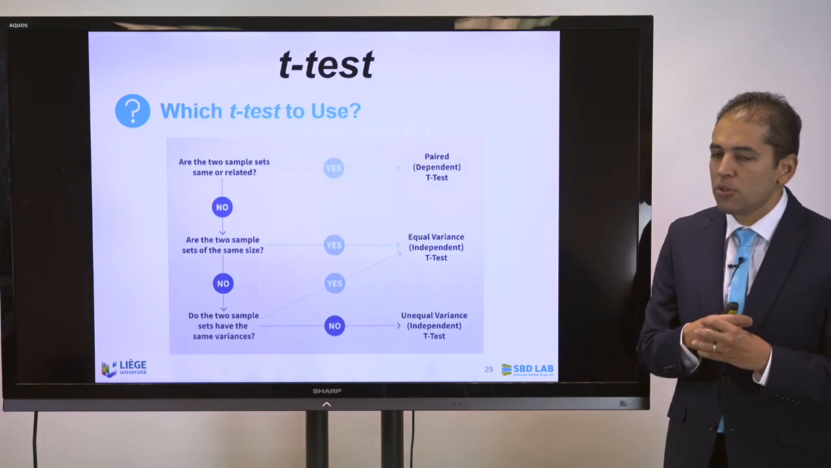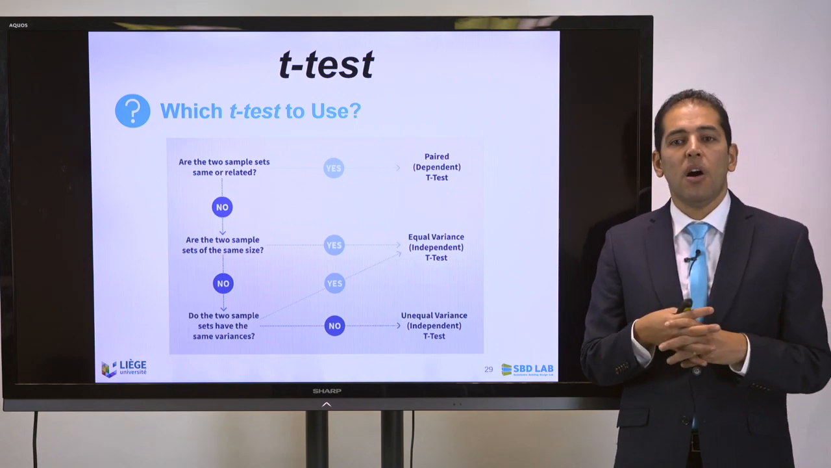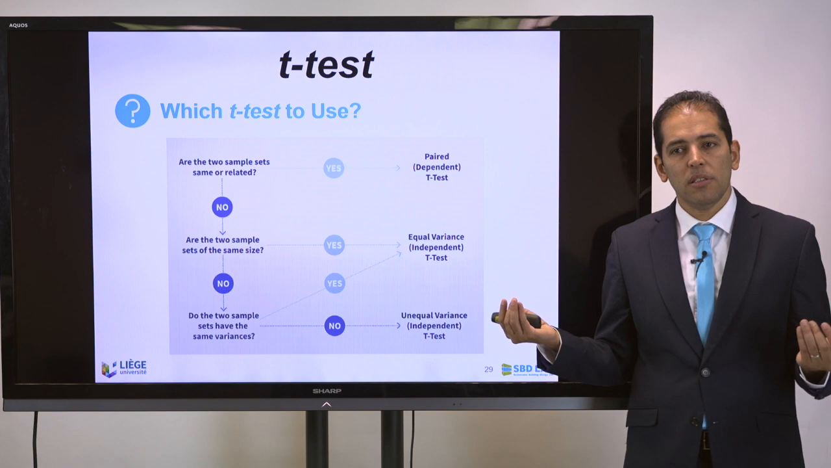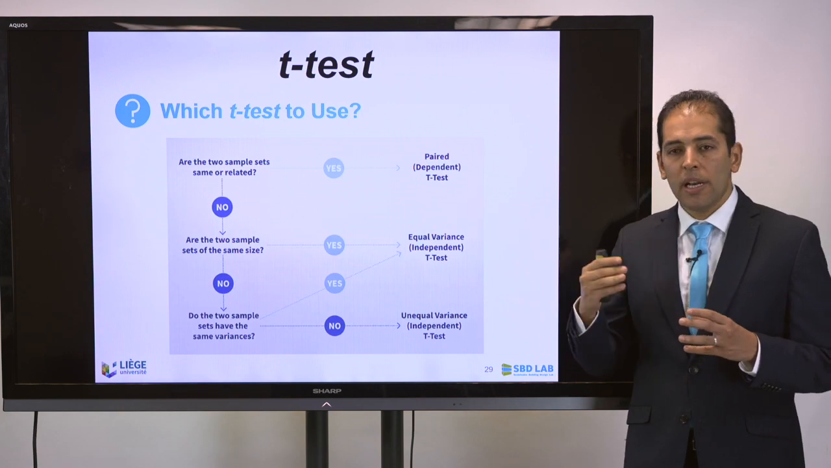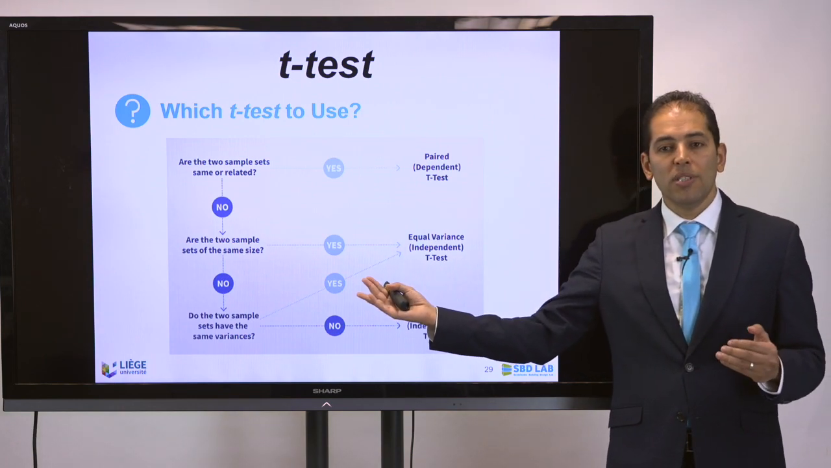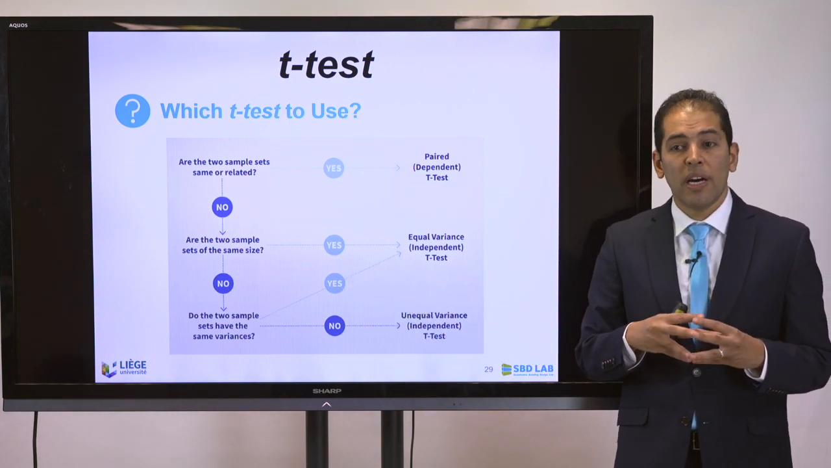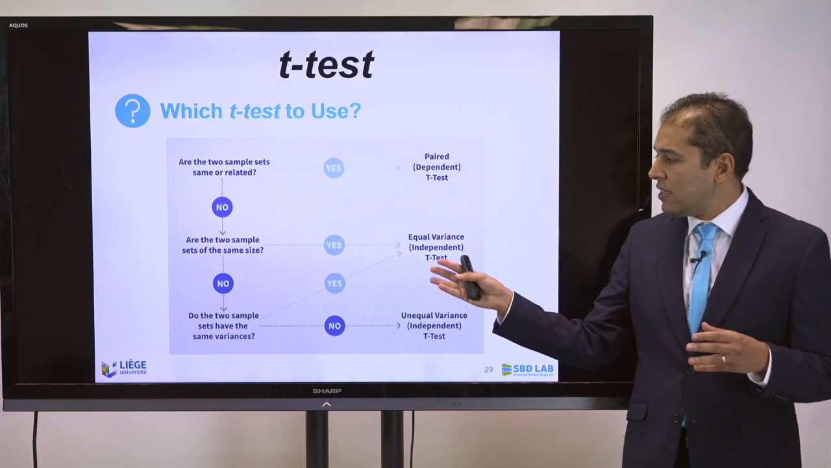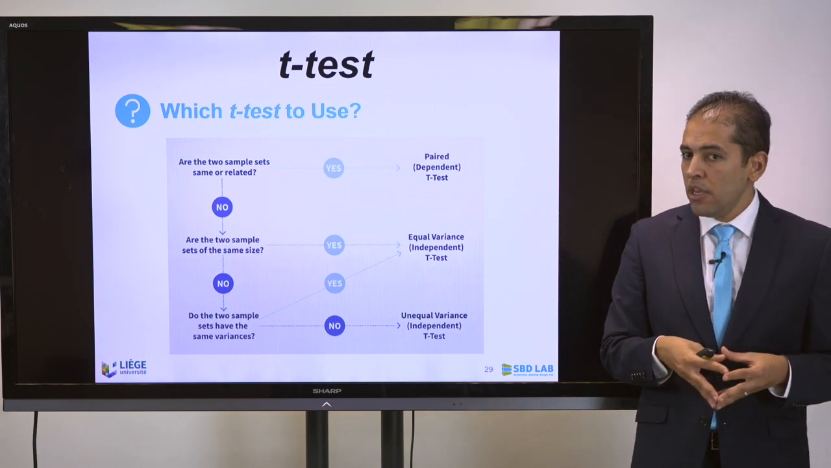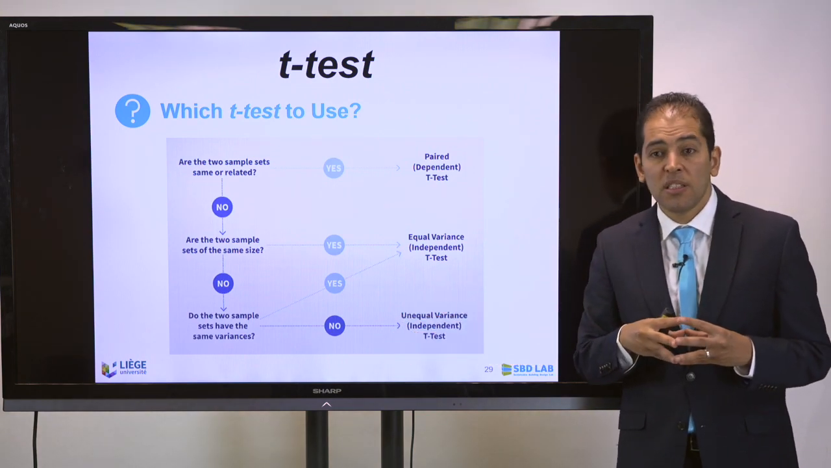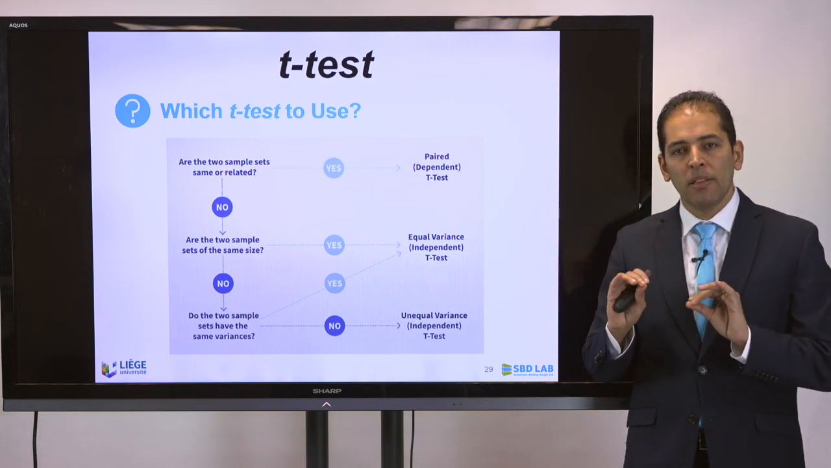And as you can see here, the first question that we need to determine is: when can we use this test? First of all, we have to ask ourselves, are the two sample sets the same or related? If yes, we can directly do a paired dependent test. If they are not related, then we have to ask ourselves, do the two sample sets have the same size? If yes, we can directly go to the equal variance independent test. And if again the answer is no, then we have to ask, do the sample sets have the same variance? If yes, we can go back to the equal variance independent test. If no, then we have to do an unequal variance independent t-test.